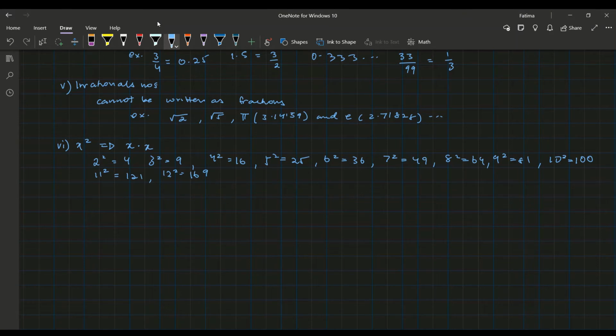And I hope you're aware that the opposite of squaring is square root. So for example, if I had 7 squared is equal to 49, I know that the root of 49 should equal 7.